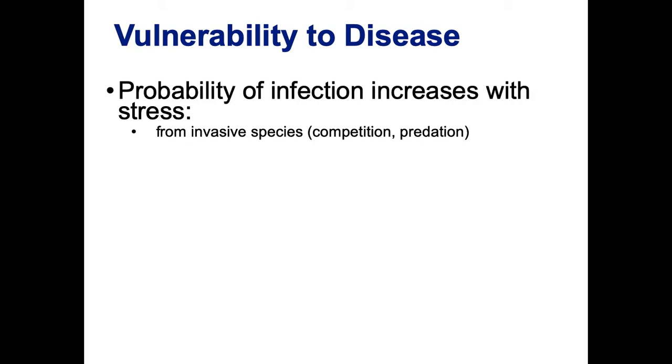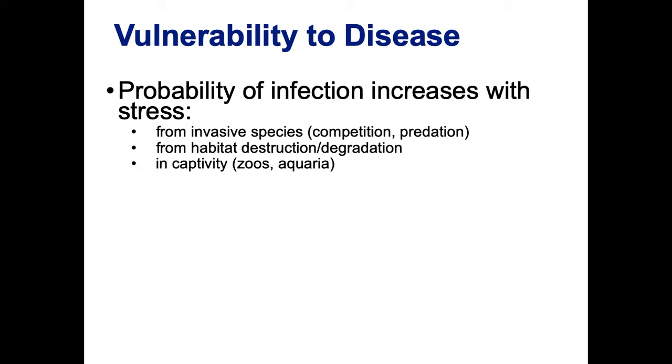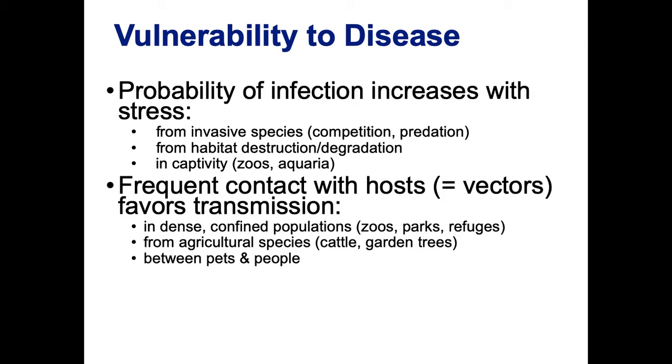And so stressors that might be affecting wildlife species might be invasive species. It might be stress from habitat destruction or degradation. They might be stressed out because they're in captivity. And that increases the probability that you'll get sick when you're exposed to a pathogen. We also know that frequent contact with hosts favors transmission. So that's what all this social distancing is about. We're trying to minimize the number of contacts so we minimize transmission of a pathogen from one individual to another.